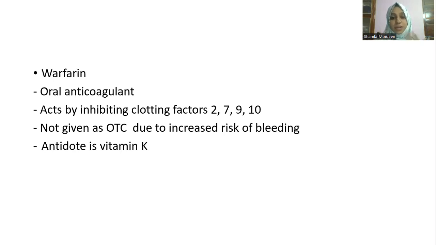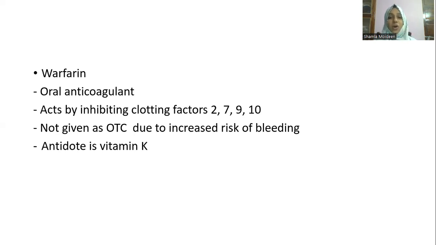It acts by inhibiting various clotting factors like 2, 7, 9, 10. Warfarin is not generally given as an OTC drug due to the increased risk of bleeding. The antidote used for warfarin is vitamin K, and it is normally monitored using INR, International Normalized Ratio. I will discuss more about it in later classes.